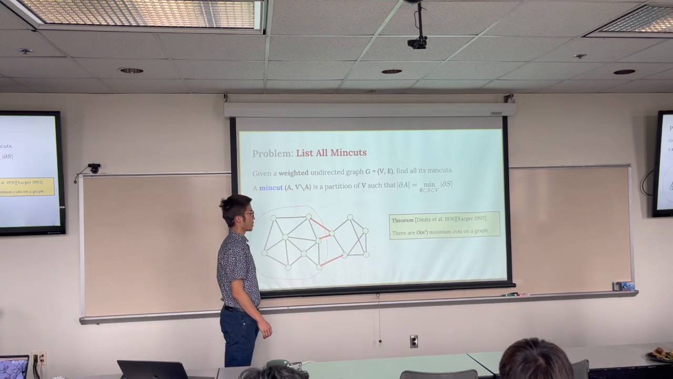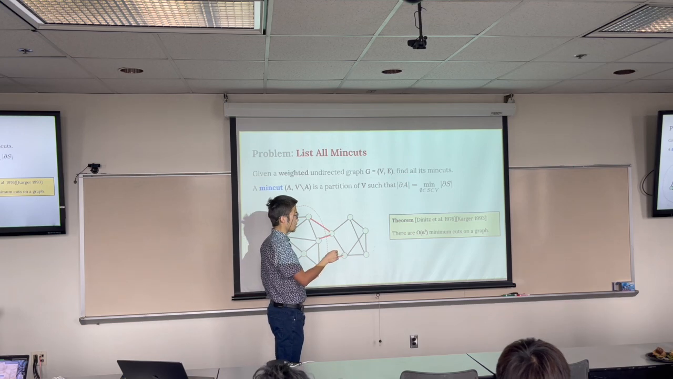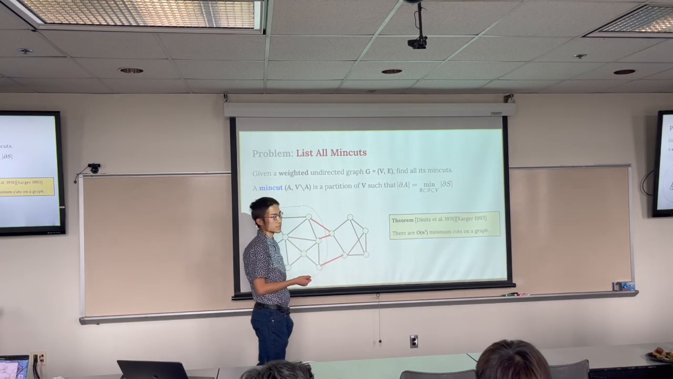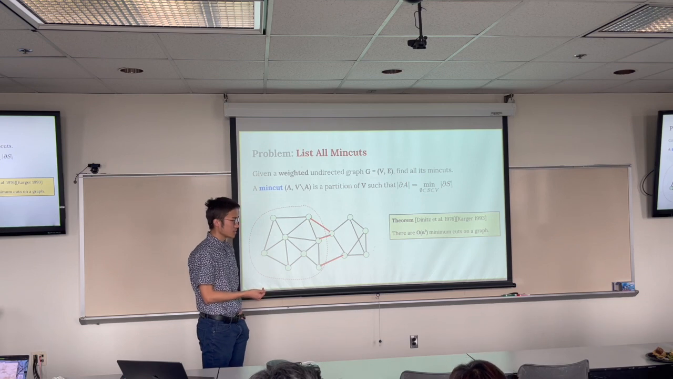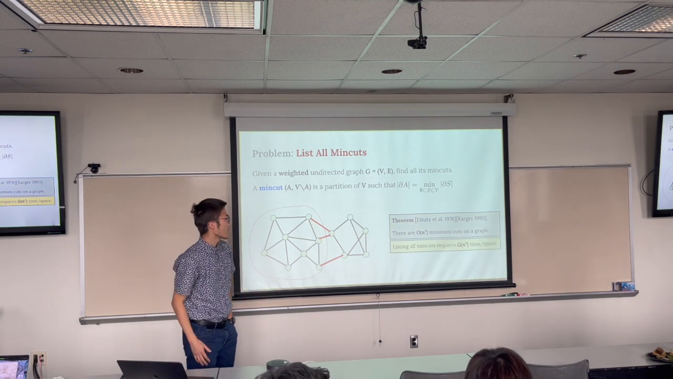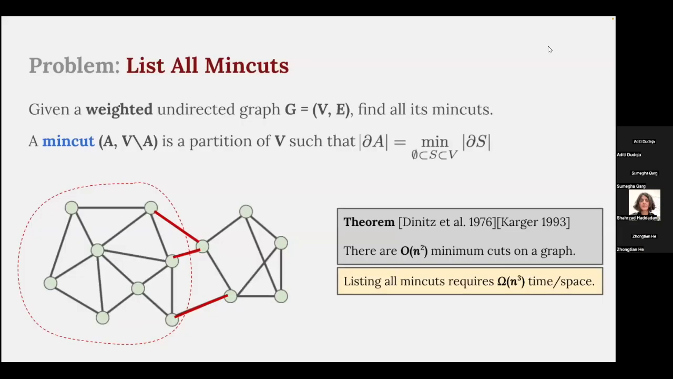There is a basic theorem that says there are at most a quadratic number of Mincuts in the graph. So if you want to find all the Mincuts, naively it takes cubic time and space, because for each Mincut you can use a subset of vertices A to represent it, and listing all the Mincuts takes cubic time. For example, think about the graph as a cycle, right? It has a quadratic number of Mincuts.